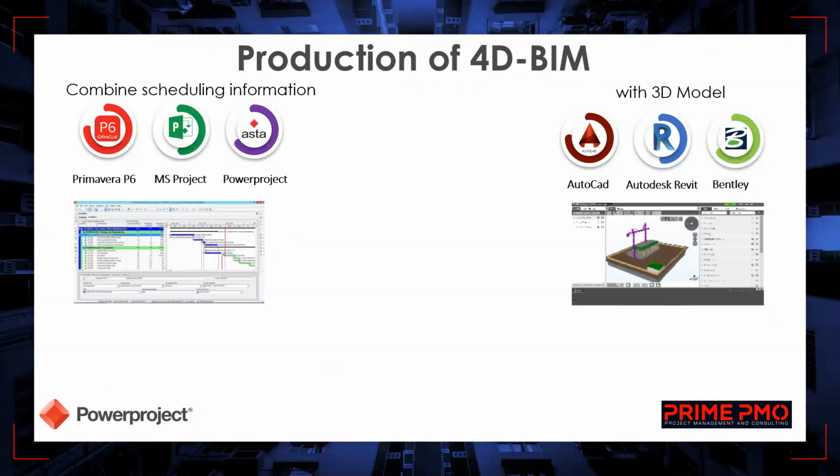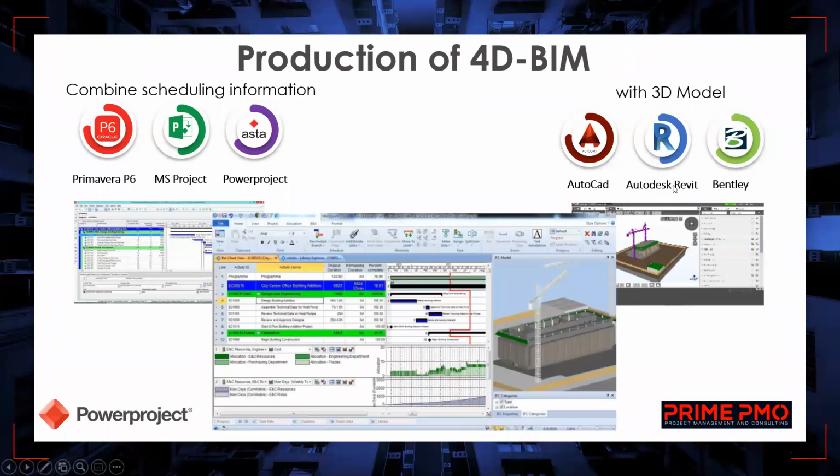For the production of 4D BIM, we need two things. We first need our schedule. We can get our schedules from Primavera P6 or Microsoft Project, and they can be directly imported into Powerproject. Also, we can get 3D BIM models from other design software. Powerproject is not a design software. The only thing we should consider is that the 3D model should be in IFC file format, which is an international data transfer standard. By combining all these, we can generate 4D BIM planning.